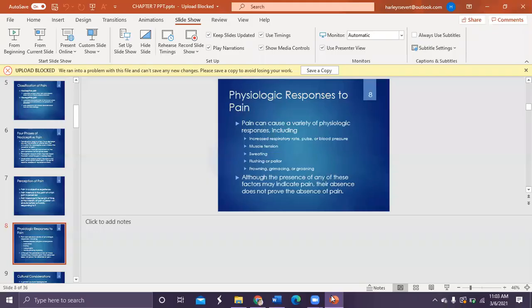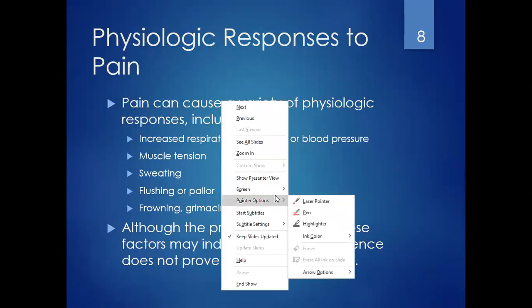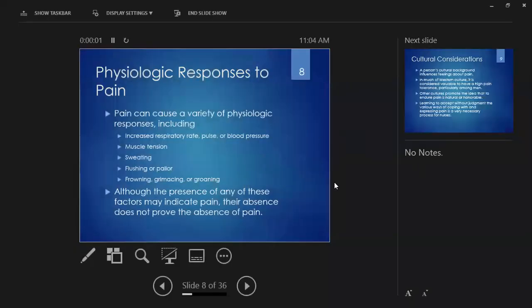Okay, isn't that interesting? I think that was a very good argument for why it's important that we treat pain from all aspects and get everyone involved in the plan of care when we have a patient experiencing pain.